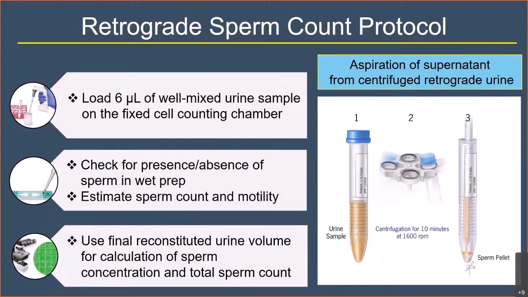And for the final total pool volume of the well-mixed urine sample, one would take an aliquot of 6 microliters and load this on a fixed cell counting chamber. So this is examined under the phase contrast microscope. The first step is to look for the presence or absence of sperm, and then if sperm is present, estimate sperm count and motility. The important point to understand here is the final reconstituted urine volume is used for calculation of sperm concentration and total sperm count, which are both reported. And on the right side is an illustration with a centrifugation and aspiration of the sperm pellet.